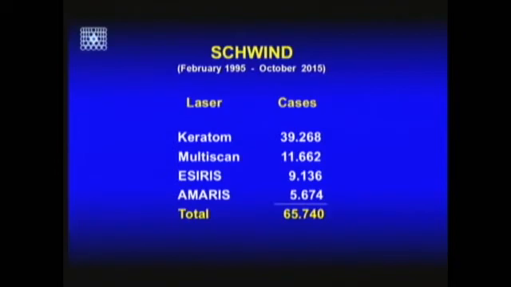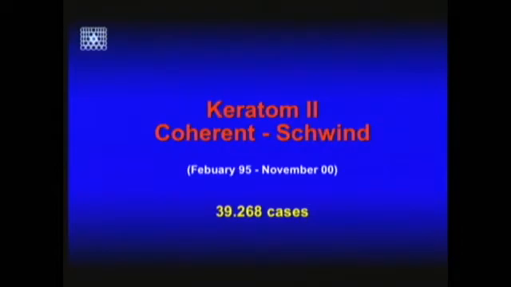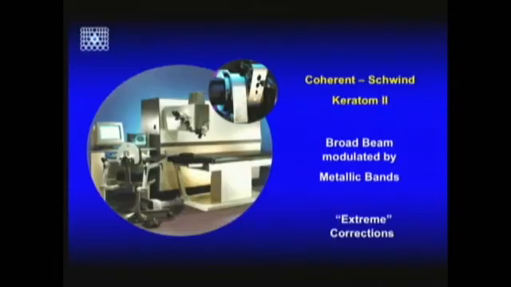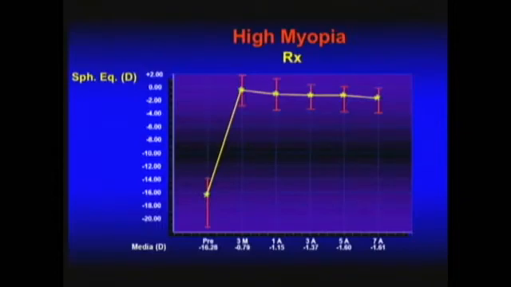It was a coherent shrimp, the keratome. At the end of 1994, we started in 1995, and in 5 years, we did close to 40,000 LASIK procedures. It was a broad beam modulated by metallic bands, and we thought that we could correct anything. So we went to patients even over 20 diopters of myopia.